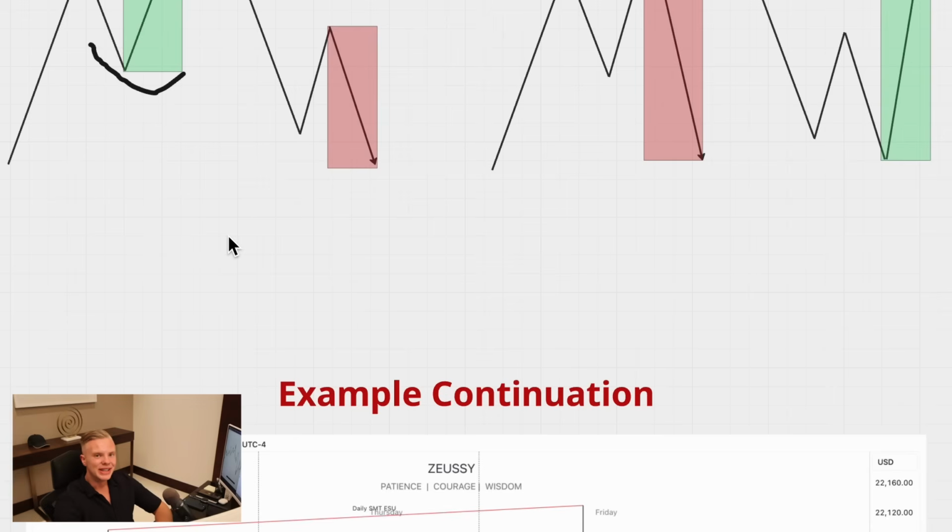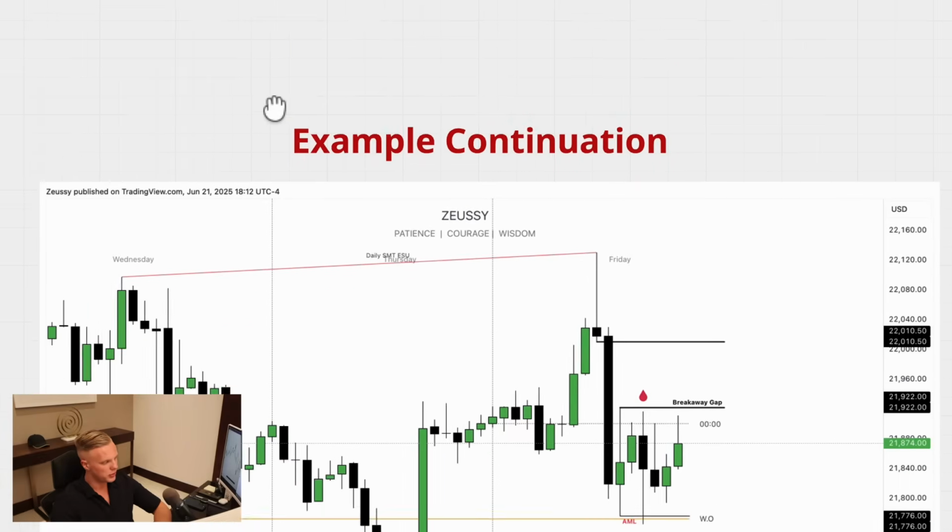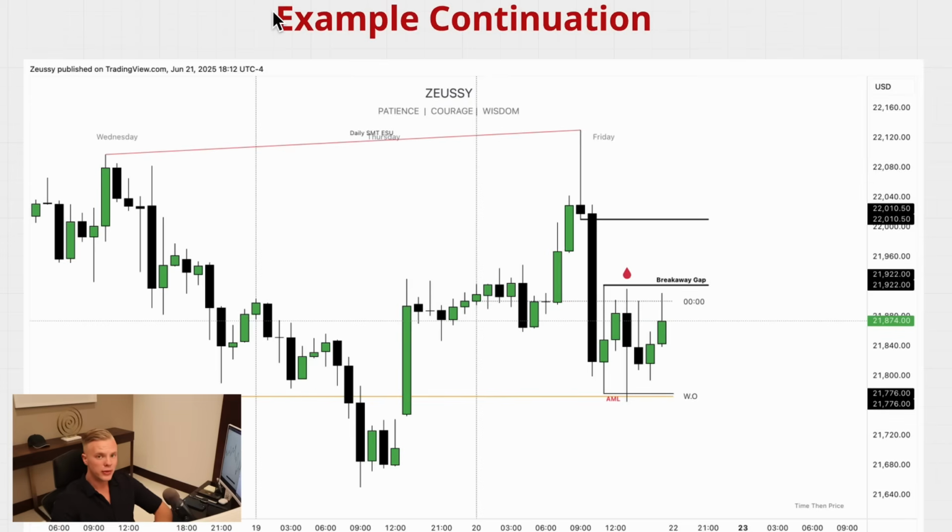I hope that you're beginning to see that everything which I'm explaining is being outlined in a certain sequence of events. It's in that sequence of events that you're able to recognize what IPDA is doing on a day-by-day basis. So when it comes to an example of continuation, we're going to be paying attention to the afternoon session. If you go to the video which I uploaded prior to this video on my YouTube channel, you will see how I traded the afternoon session on Friday the 20th of June.